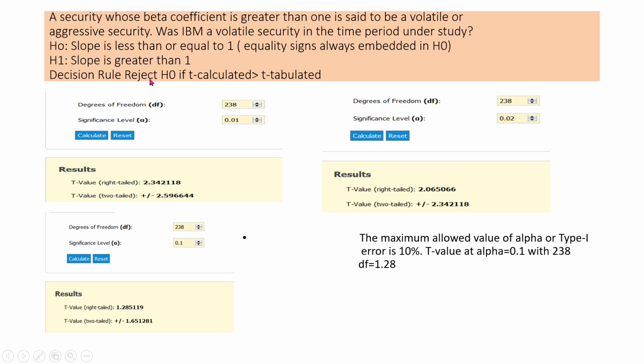Here the alternate hypothesis has a greater than sign, so it's a right-tailed test, and that online calculator is giving me the value of right tail equal to 1.28. That means the t value at alpha equal to 0.1 with 238 degrees of freedom is 1.28. So this is the tabulated value, right? Now let's see how I can decide.